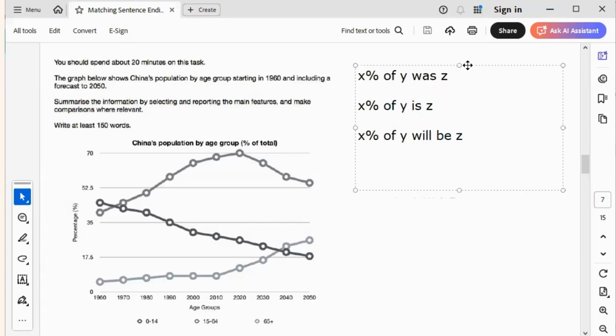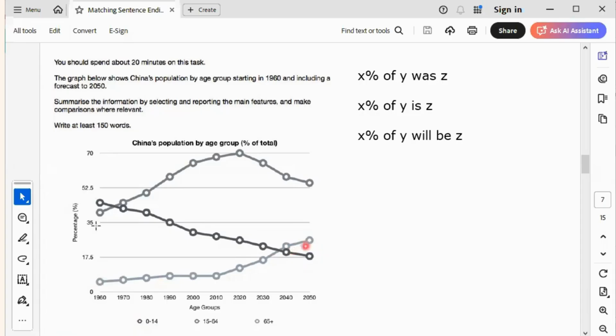In writing the main body for this report, let's say that I decide I want to start with this one that is going up. This one that went up and then came down, that is for age group 15 to 64. That's the one that went up and then came down. This 0 to 14 is like the darkest one. That is the one that is coming down, 0 to 14. And then this one, 65 plus, that's the one that is going up.